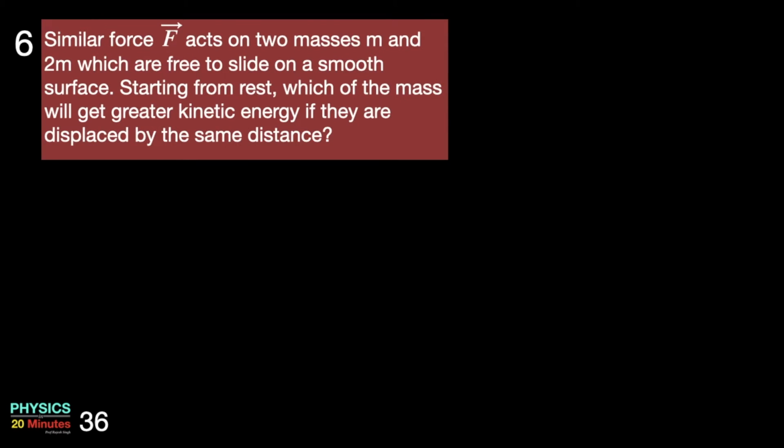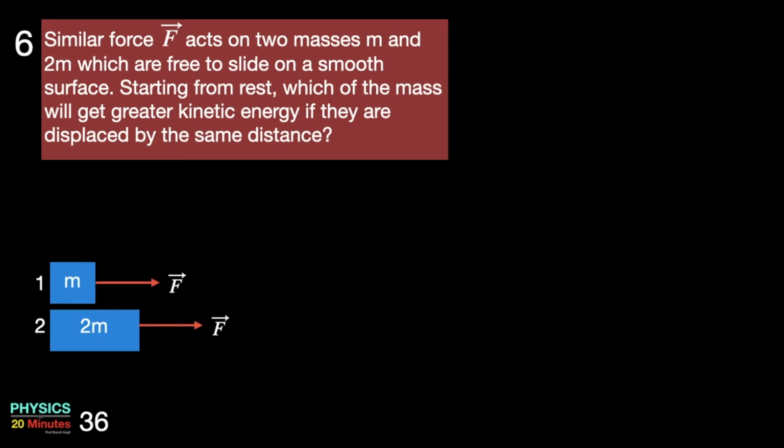Similar force F acts on two masses, a small m and 2m, which are free to slide on a smooth surface. Starting from rest, which of the masses will get greater kinetic energy if they are displaced by the same distance? So I have two masses m and 2m, and the same force is working for the same distance. Which will have larger kinetic energy?